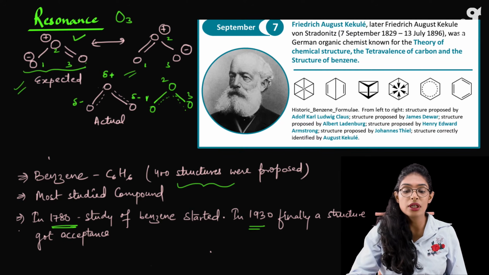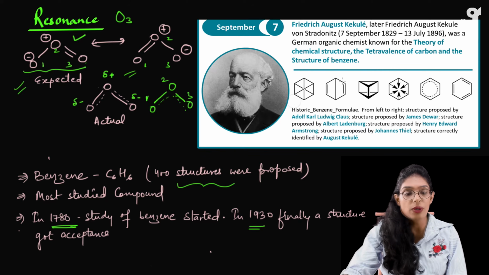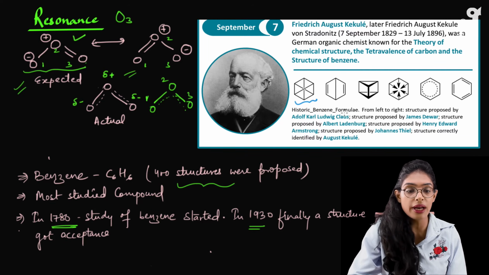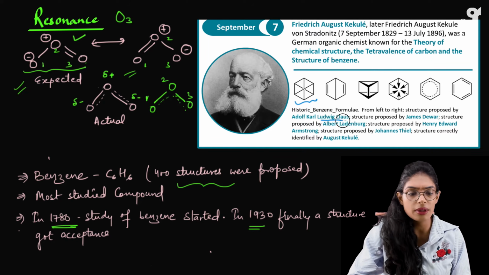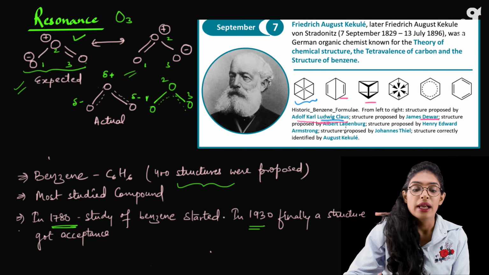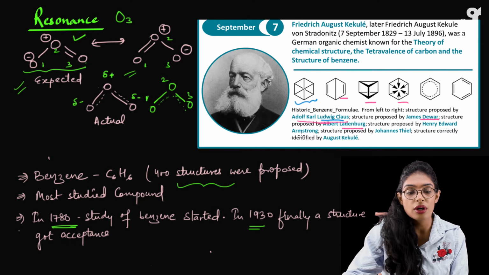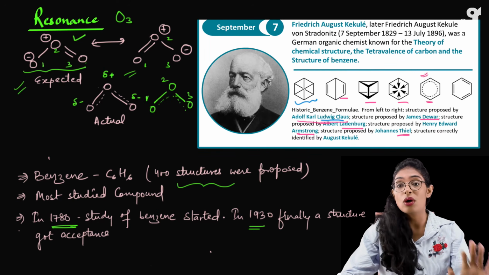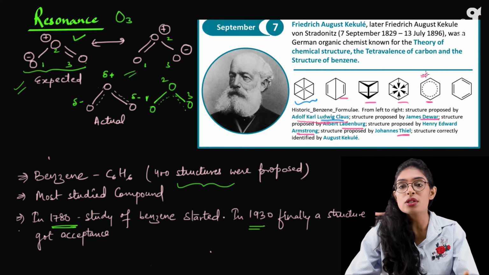For example, if you see here, I have shown the diagram. There is one structure given for benzene. This first structure was given by Claus. The name is a little weird. It is Adolf Karl Ludwig Claus. And then the second structure was given by James Dewar. The third structure was given by Ledenberg. The fourth structure was given by Armstrong, and the fifth structure was given by Thiele, which was almost right. The Thiele structure was almost right.